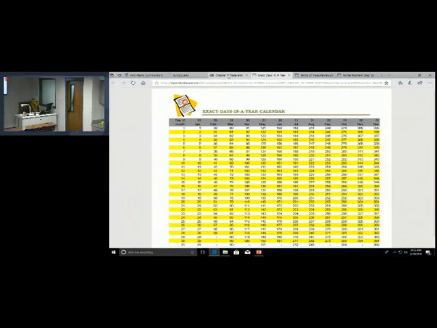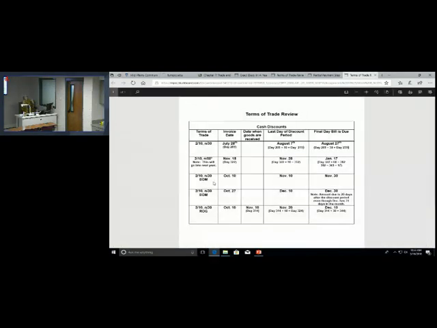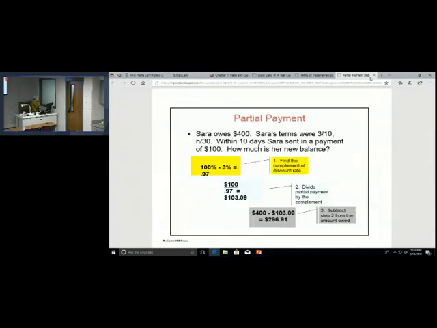Also in Chapter 7, there are some other documents here that would be helpful to you. This Terms of Trade review will be in my second video, but this is a nice overview of all the things that are presented in this chapter regarding terms of trade or cash discounts. So again, another document that might be helpful.